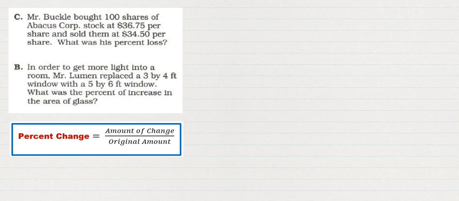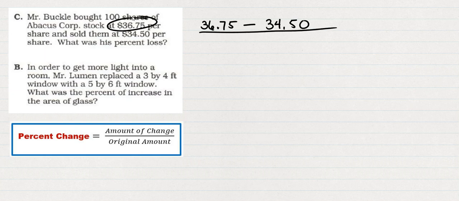Mr. Buckle bought 100 shares of Abacus Core stock, and it went down. He bought it at $36.75 and sold them at $34.50. Not how you're supposed to do it. But what is his percent decrease? So we went 36.75 minus 34.5. And then we're going to divide by where he started, the 36.75. Try that.